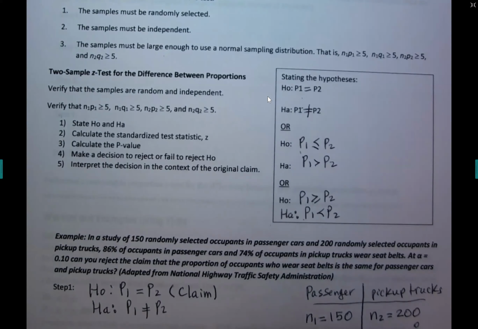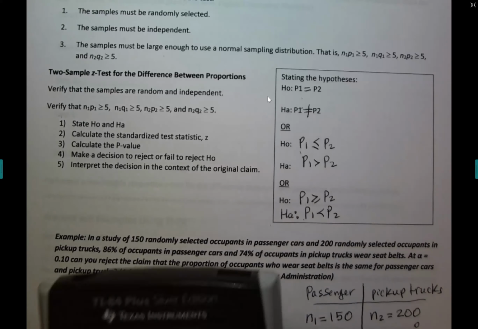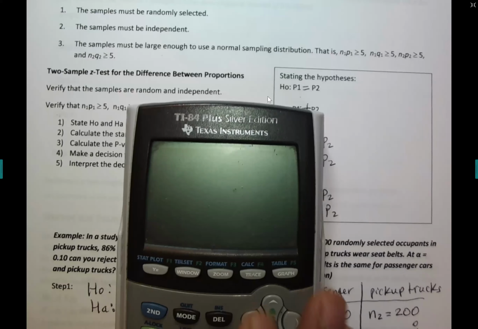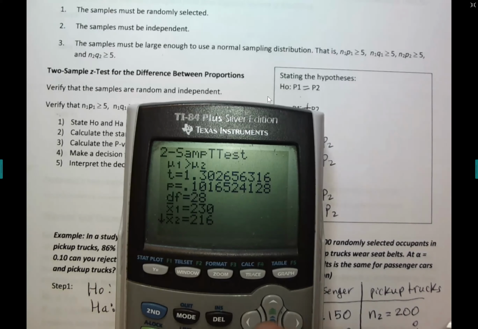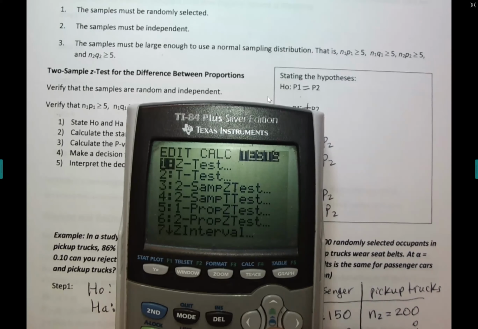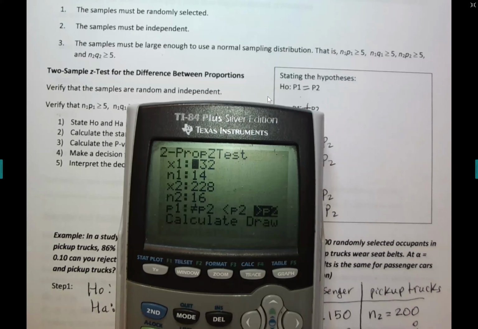He didn't ask me to check the requirements of the test, so I don't need to check the requirements of the test. You can proceed right away to the test. Because there are two proportions, guys, there is a test built in the calculator. It's called two proportion z-test. And let me take you to it and see how we're gonna do this one. On stat. Look, guys, it's number 6.